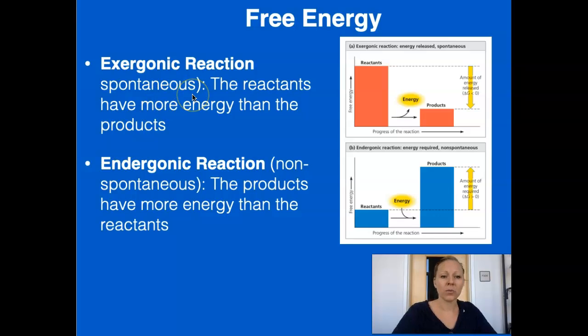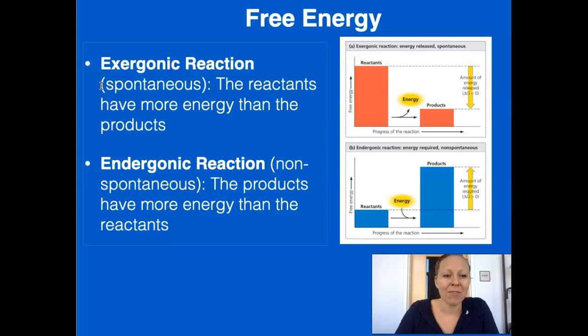So an exergonic reaction, also known as spontaneous, has reactants with more energy than the products. If we look at this graph here, free energy is on the y-axis and the progress of the reaction is on the x-axis. We can see that the reactants have more energy. Energy is released, so therefore the products have less energy. The amount of energy was released. This is an exergonic reaction.